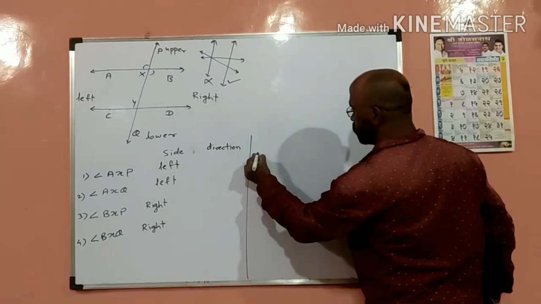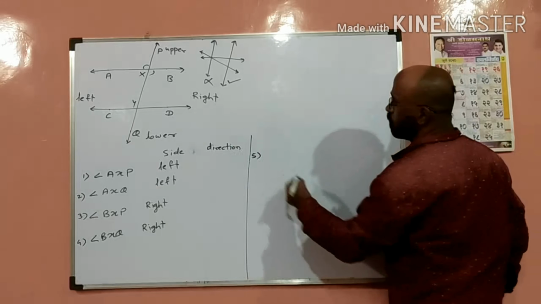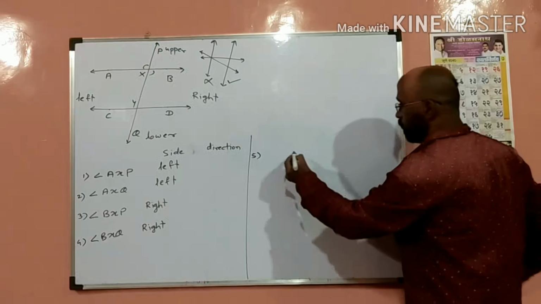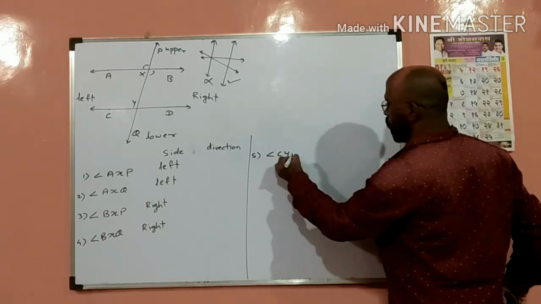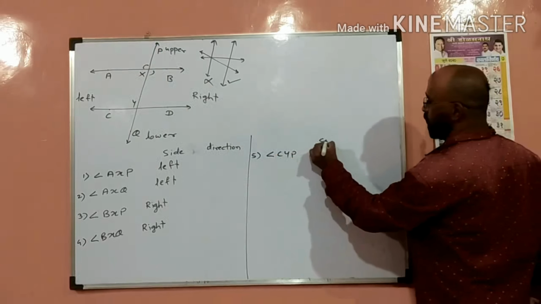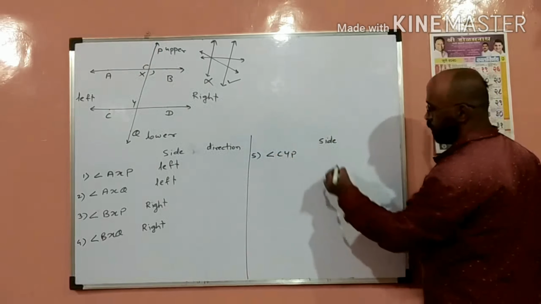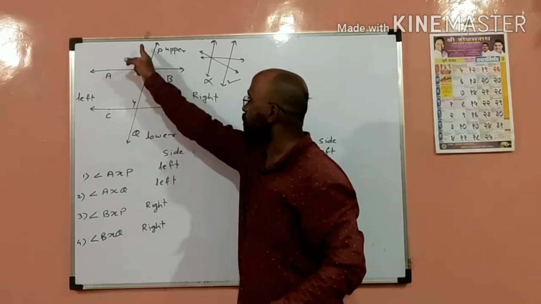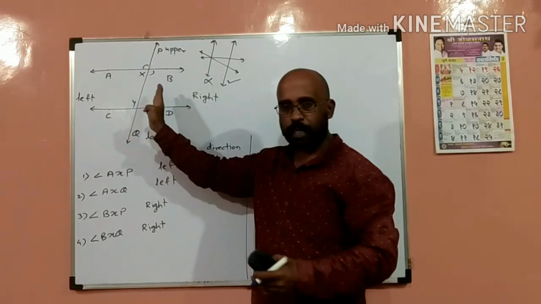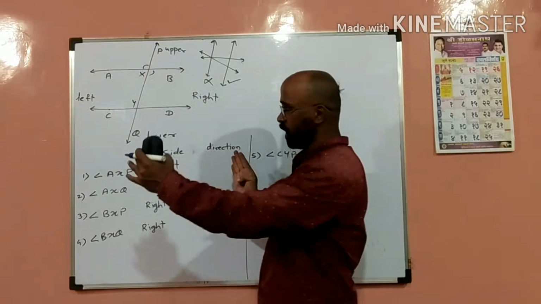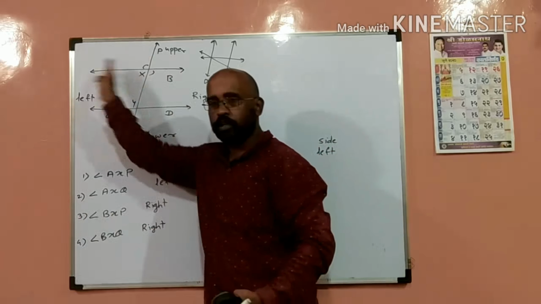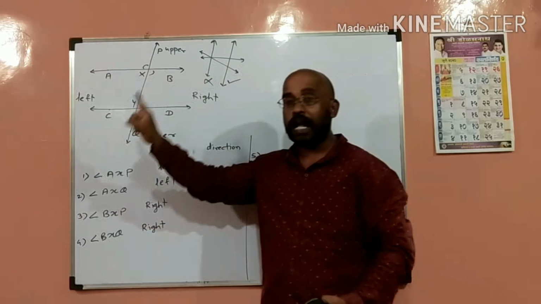Fifth angle, CYP. On which side of the transversal is it? It's on the left side. See angle CYP. This is the transversal. It has partitioned the plane into 2 sides, one left side and one right side. CYP is on the left side of the transversal.